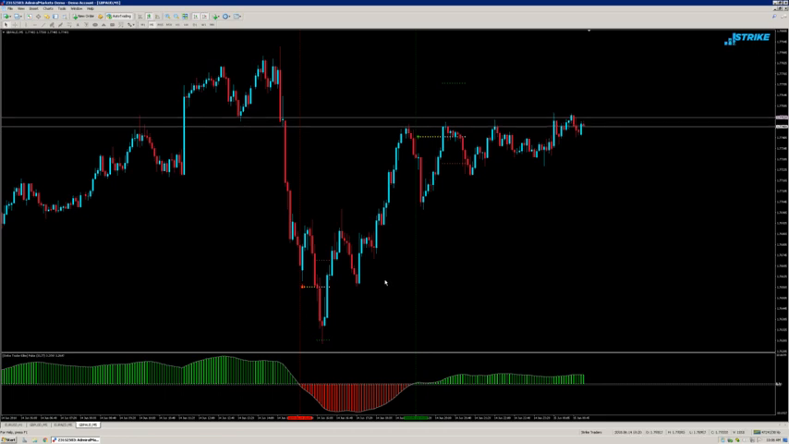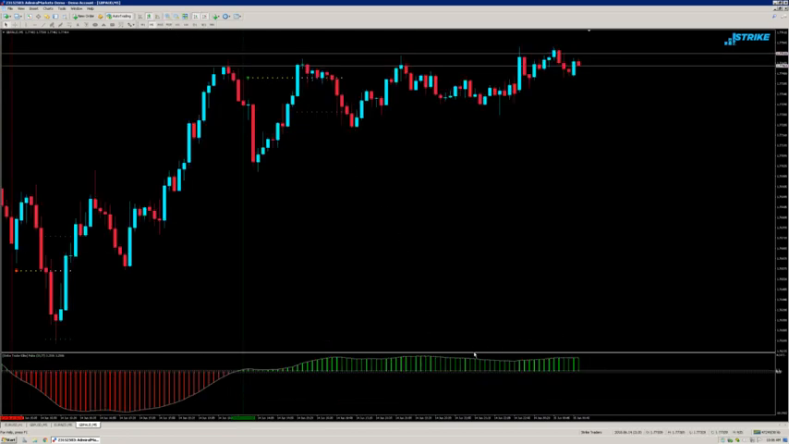Okay, so just let me talk you through the basics of it. The system predominantly consists of this indicator down here, which is the Strike Trader Elite Pulse indicator. And this will give us our momentum reading.